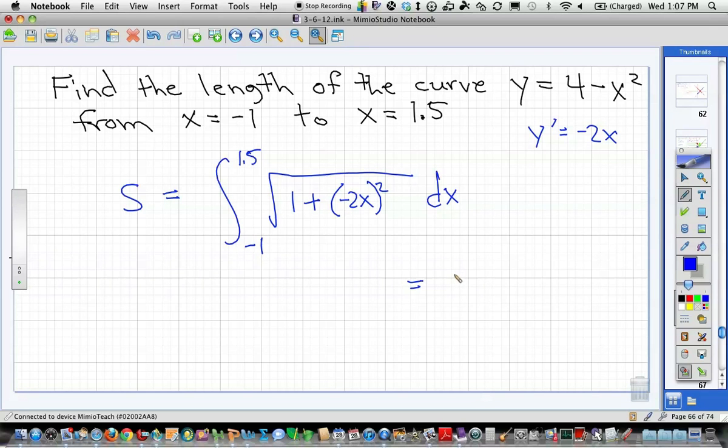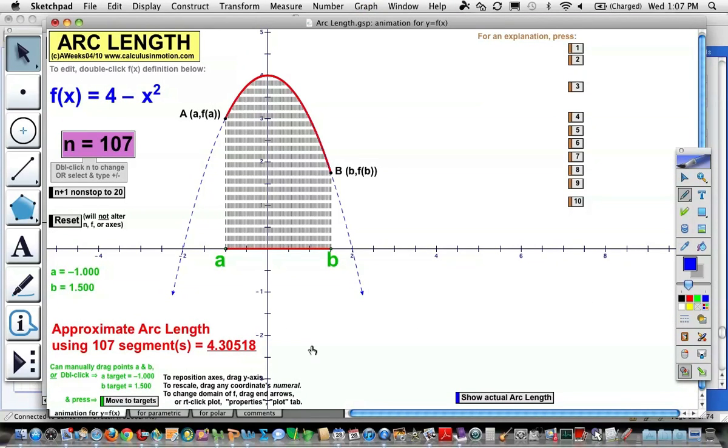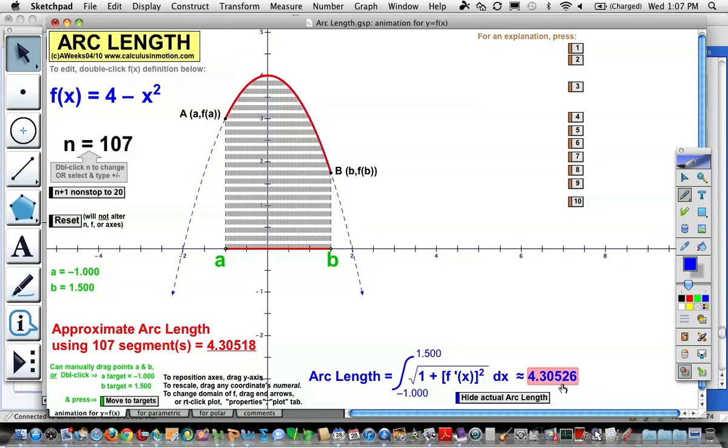Give an exact answer or just a decimal? Decimal. So that thing must not have had an antiderivative. What was it? 4.30526 something something. Okay? Now, if we remember back to our other picture here, the actual length, 4.30526, we were getting pretty close. We were within 3 decimal places with 107 subdivisions.